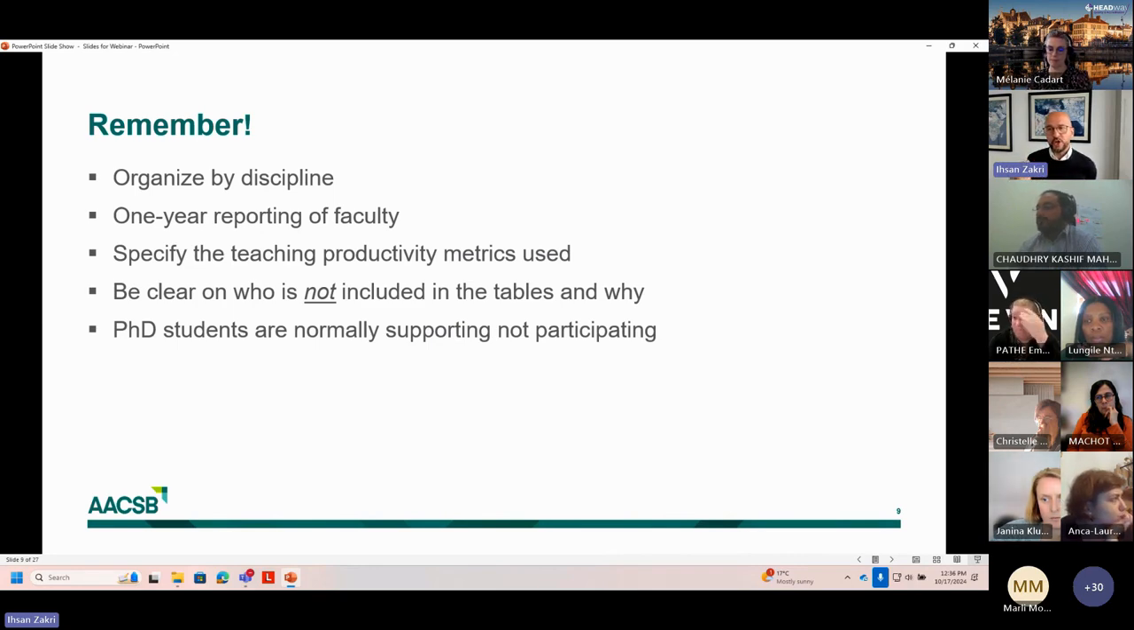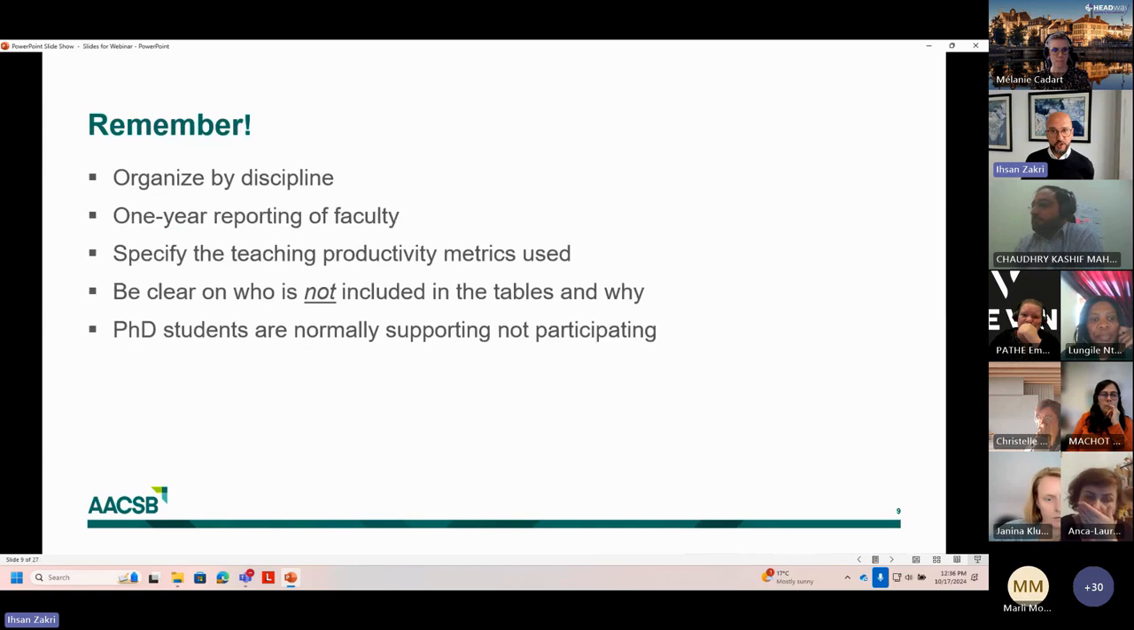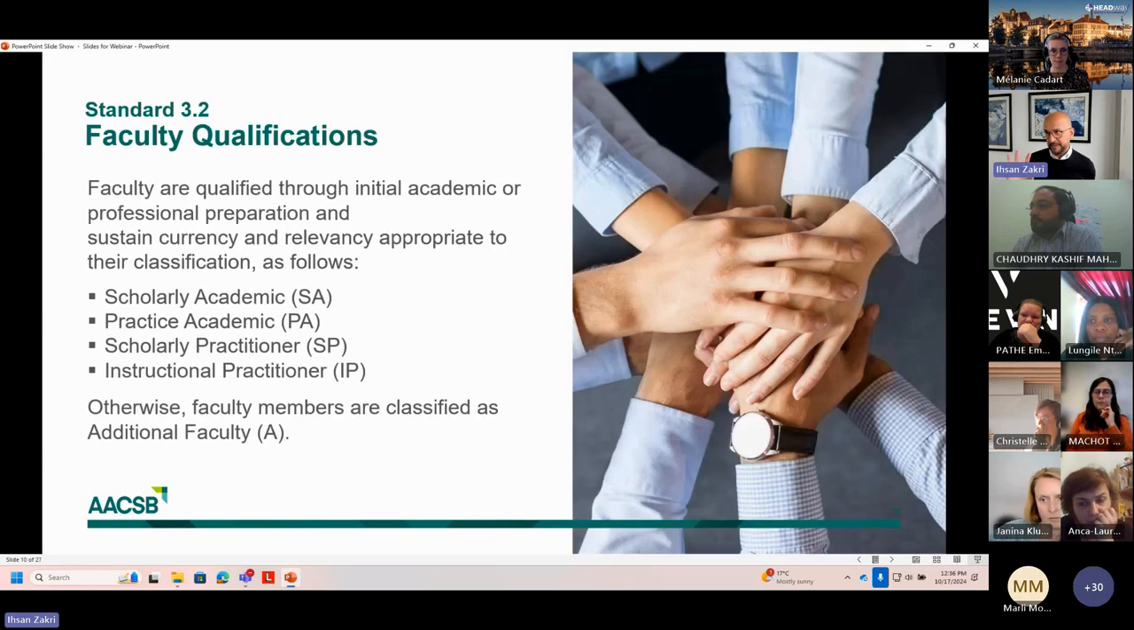Also, how long they are categorized. There is the policy, and there's a change with it with the new accreditation cycle. So that is who is in and who is not in the table.